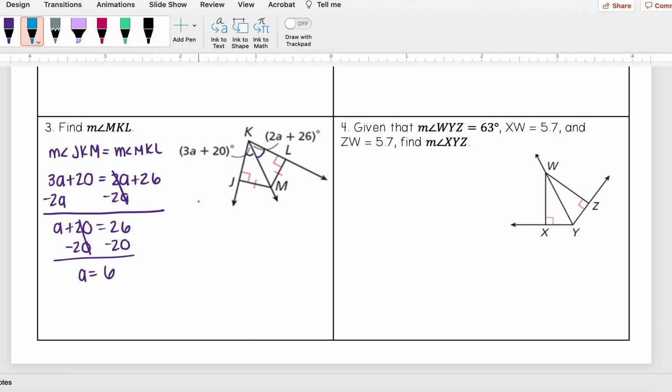However, we're not done. The question did ask to find the measure of angle MKL, so I need to plug 6 back in. So I have that measure of angle MKL is equal to, well, MKL is 2A plus 26, so I instead have 2 times 6 plus 26. So the measure of angle MKL is equal to 38 degrees.